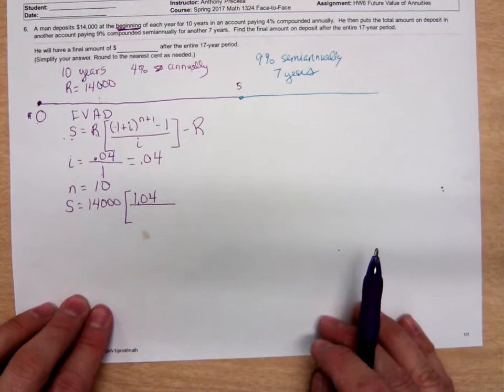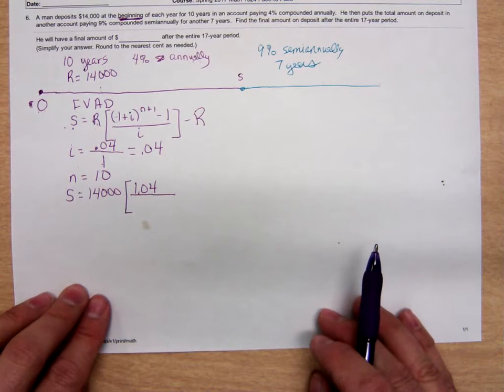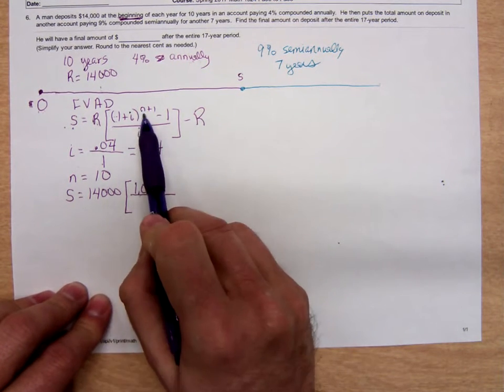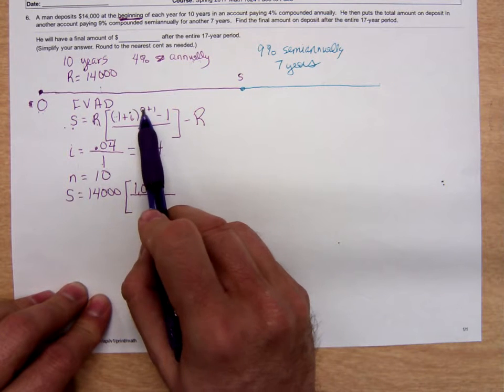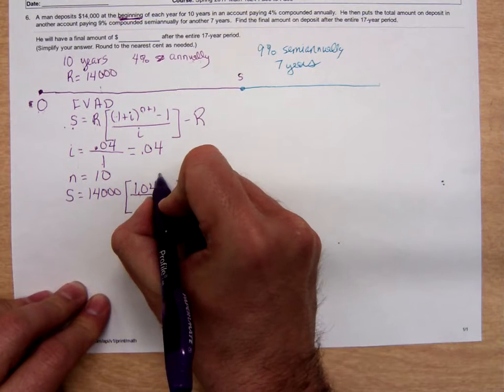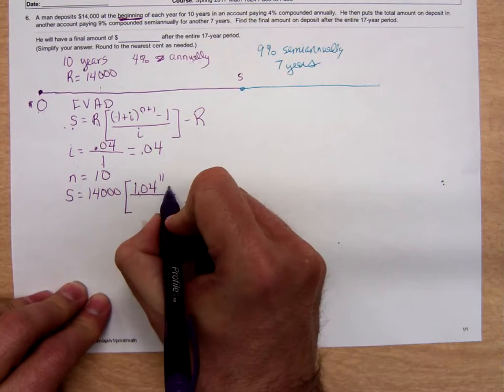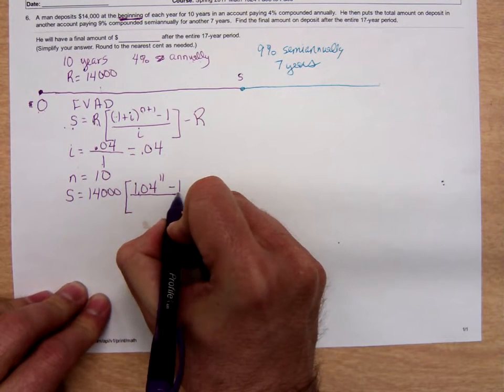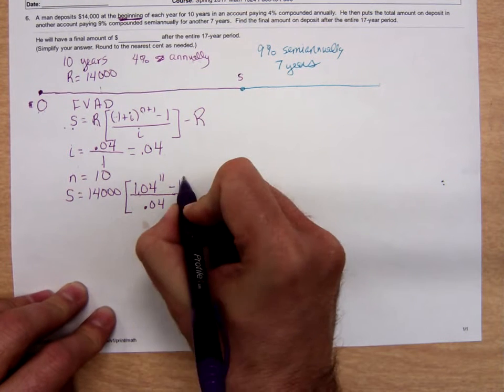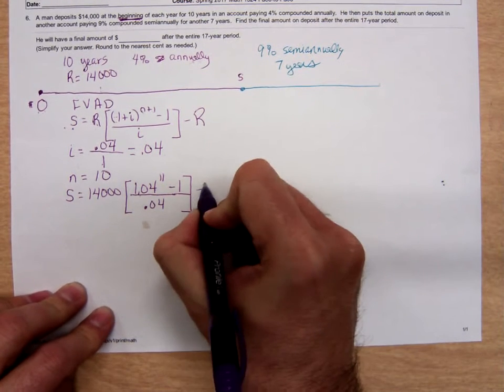Let me move this up a little bit. So that's a 1.04. Now I'm about to do the N plus 1 in my head. 10 plus 1, all of y'all know that's 11. Then a minus 1 all over I, and then subtract R.